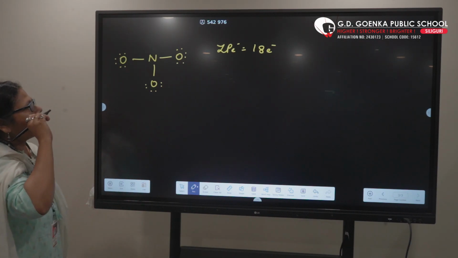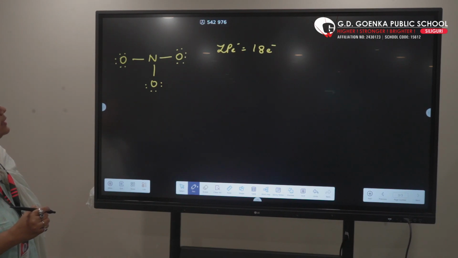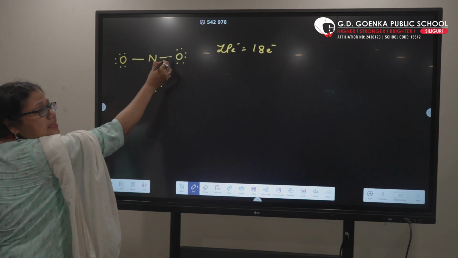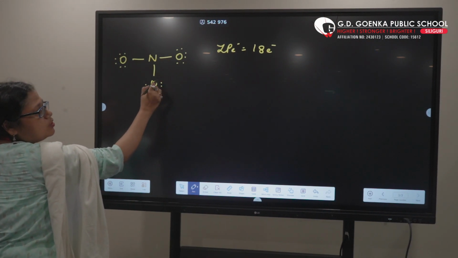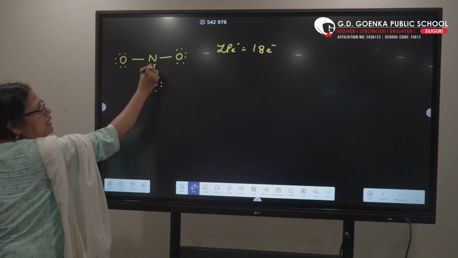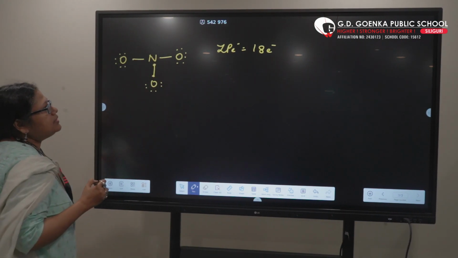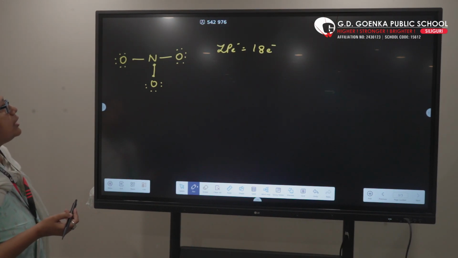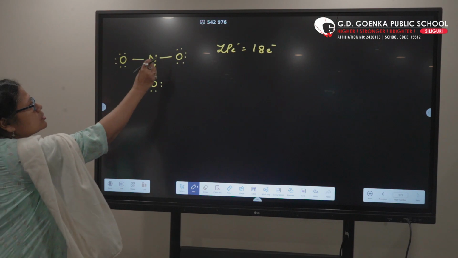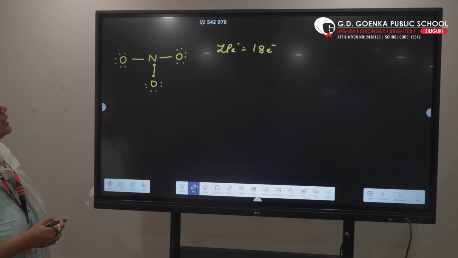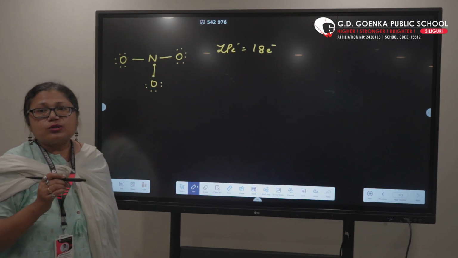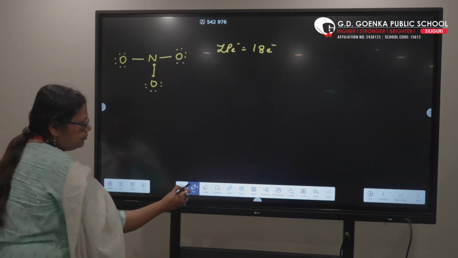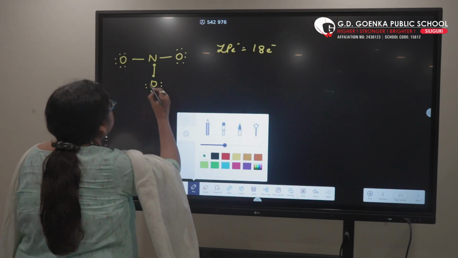So each of the oxygen atoms, we could see the octet is completed. 6 electrons as lone pairs and single bond, 7, 8. For this oxygen atom, 6 electrons, 7, 8, right? So in this way, we could see that each of the oxygen atoms has fulfilled its octet. But what about nitrogen? We have used up all the 18 electrons in fulfilling the octet of oxygen atoms. Then what about nitrogen? Could we complete the octet of nitrogen also?